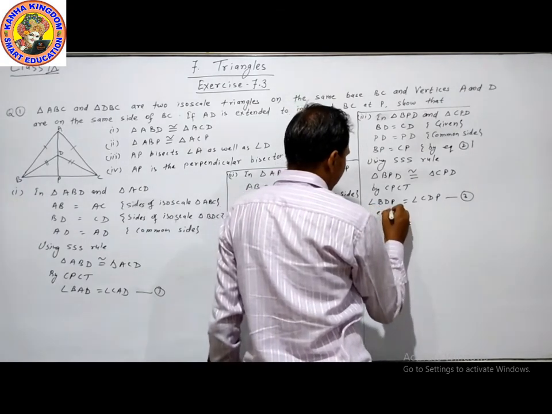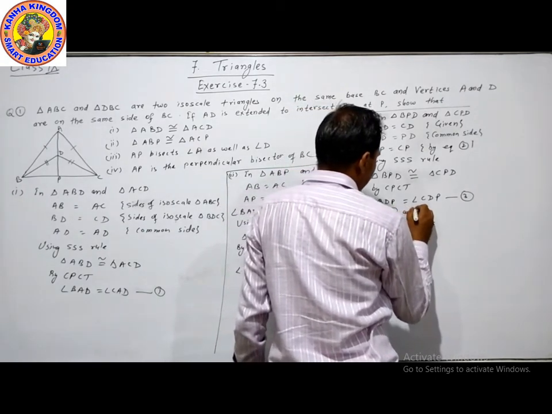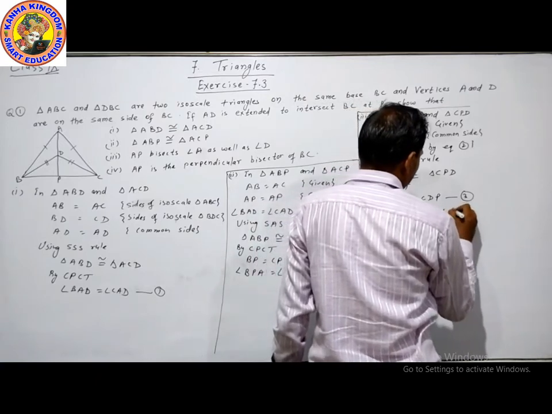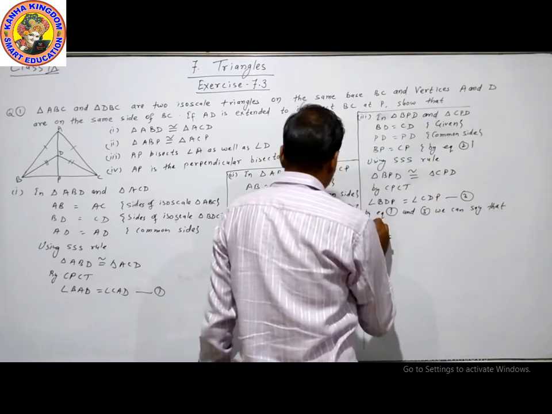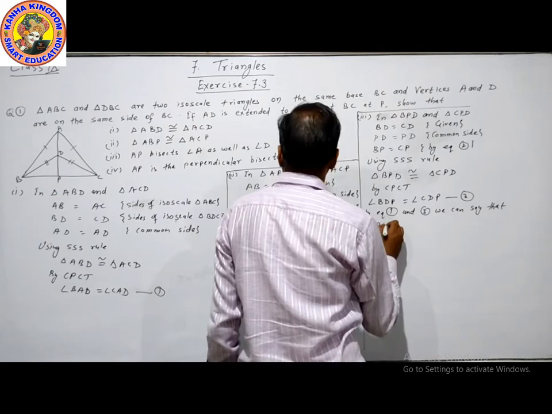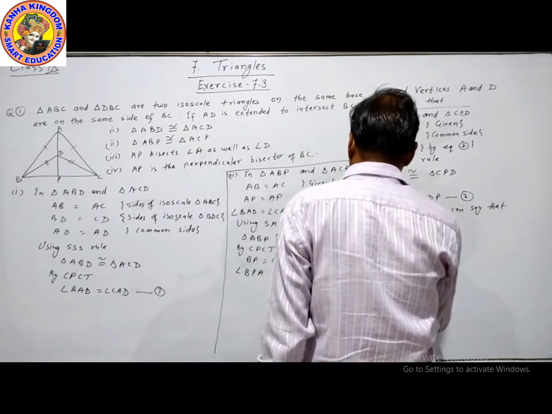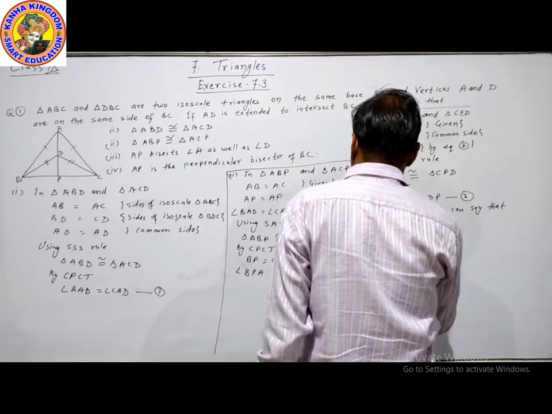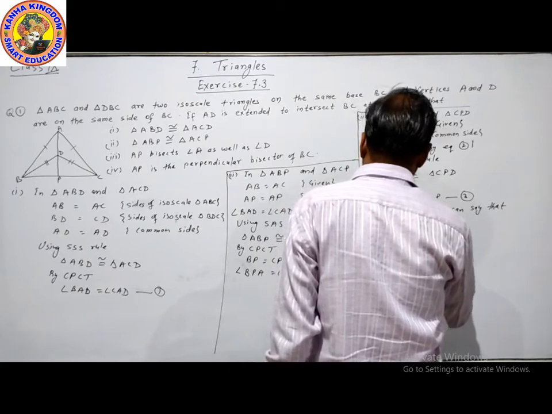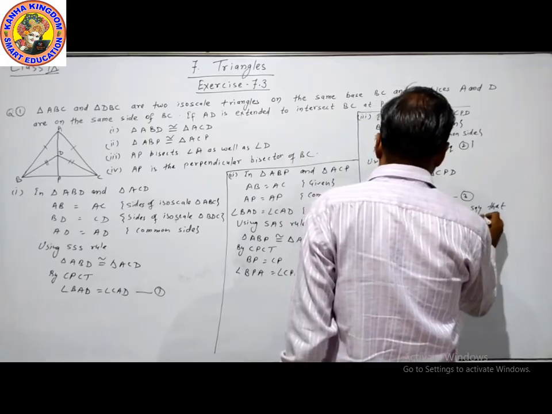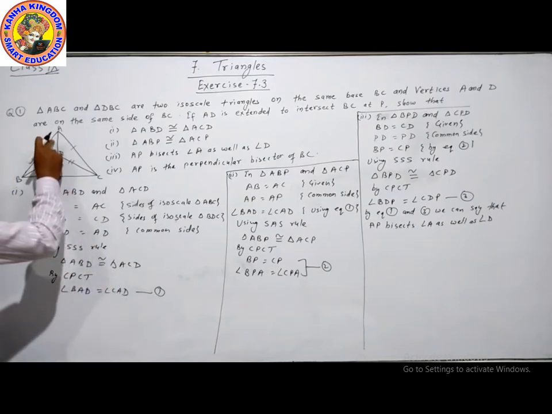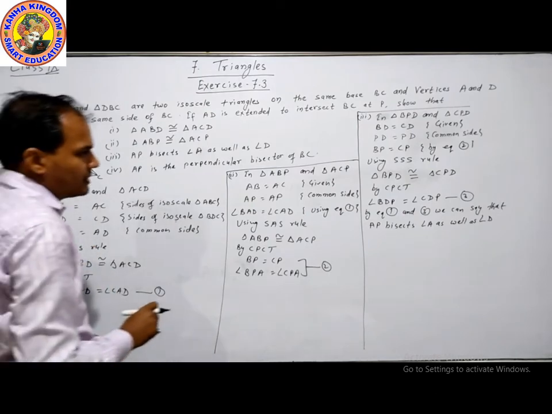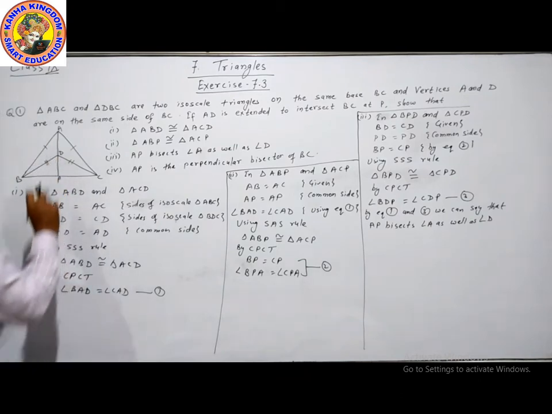By equations 1 and 3, we can say that AP bisects angle A as well as angle D. By equation 1, angle A and angle A is equal, so this is a bisector. Using equation number 3, angle D and angle D is equal, so angle D is also bisected.